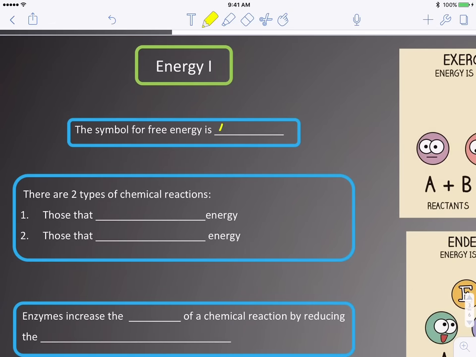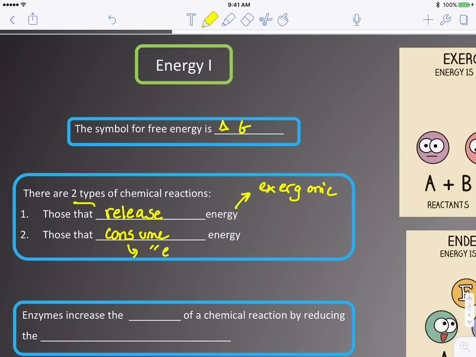All right, remember that the symbol for free energy is delta G. Okay, that little triangle there is a delta symbol, and that we have two types of chemical reactions. We have those that release energy, right? We call these exergonic reactions, and you guys know a whole list of examples of those by now. And we have those reactions that consume energy. Remember, that word consume basically means eat. Okay? And we call those endergonic reactions.